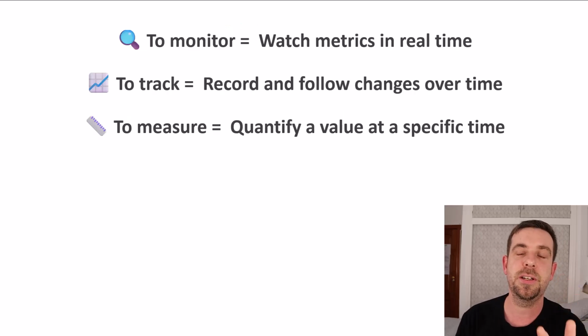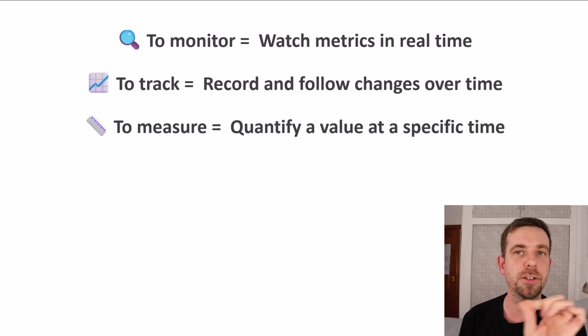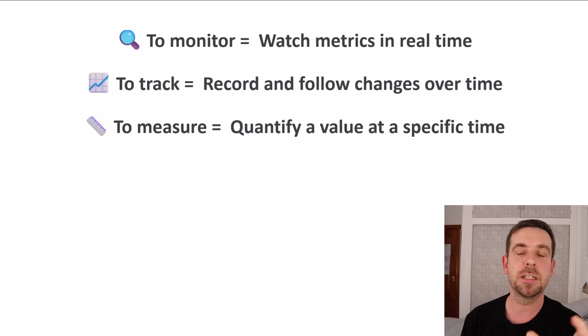3 critical verbs here: to monitor, so monitor, not monitor, but monitor, which is to watch metrics in real time. To track is to record and follow changes over time. And to measure, this is to quantify a value at a specific time.